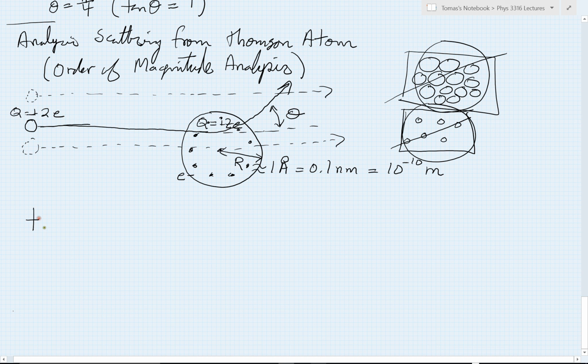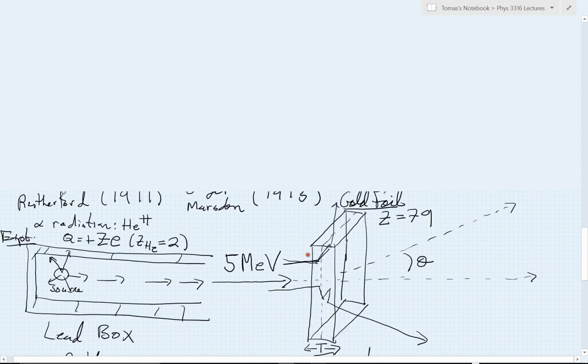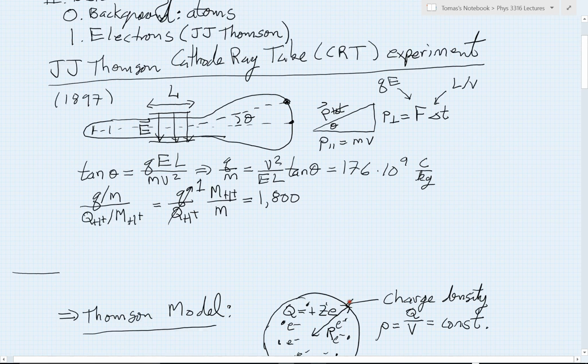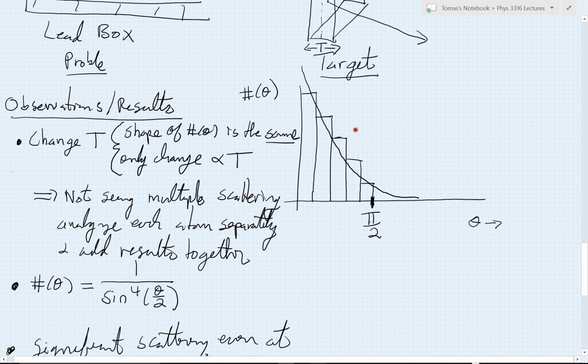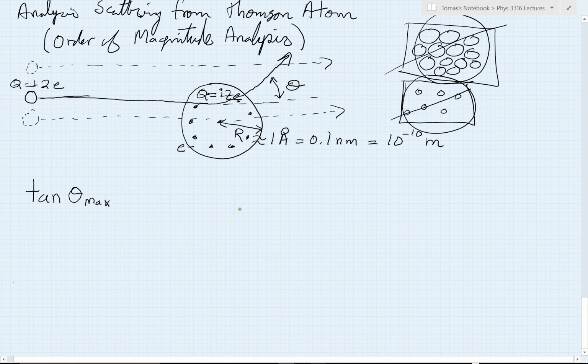In particular, I want to calculate the tangent of the maximum angle that I might expect. The reason I like the tangent is that this estimate, as you're about to see, is going to follow very closely the analysis we had done some time ago when we looked at the angle of scattering from the J.J. Thomson experiment. Basically, again, I'm going to have a momentum conservation type of argument. So the idea would go roughly something like this.